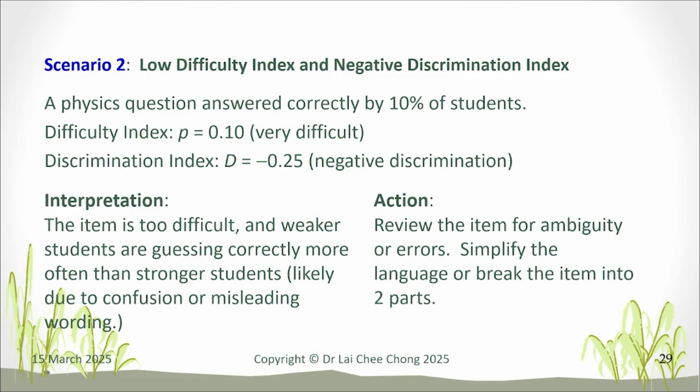But because you make it so confusing for them to read, they know what they are reading, so they answer incorrectly. So that's how it happens. So that's why, if that were the case, review the item for ambiguity. It's too ambiguous already, or even got errors. What can you do? Maybe just simplify the language or break the question into 2 parts, part A and part B. You follow me? So that's how you would do it. So this index does give you something about the test items. That's important.